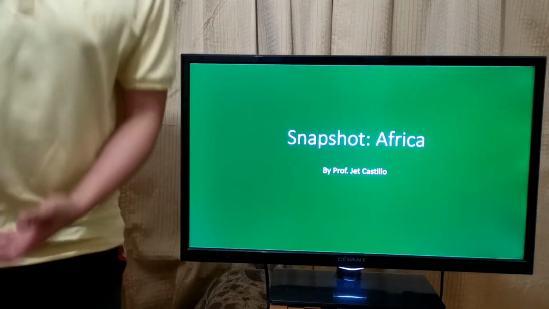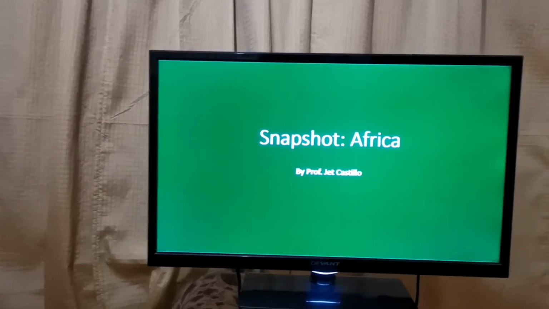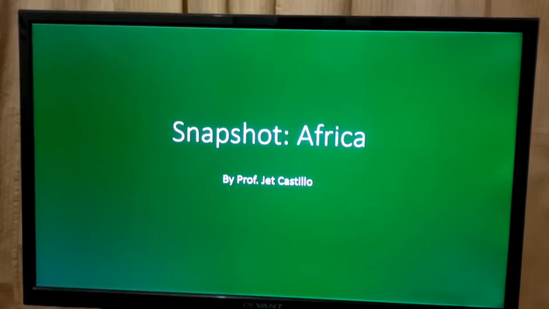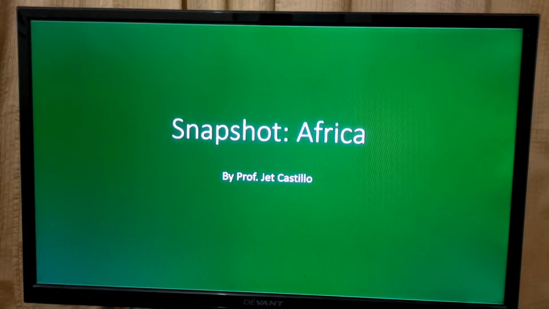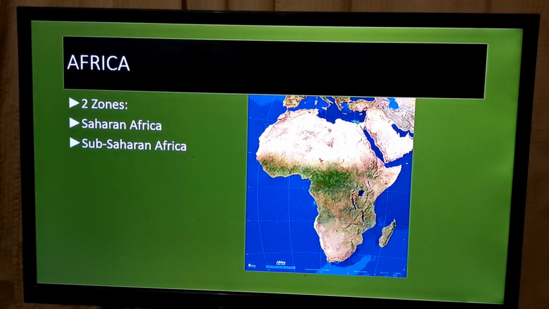Let's go to the screen and see what issue we have in Africa, which is the second largest continent in the world. As you can see, Africa is divided into two zones. This is a physical map of Africa, how it looks like from above, from outer space.